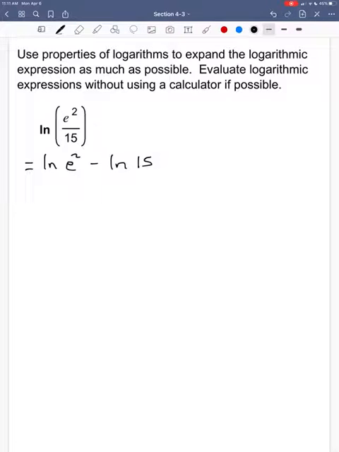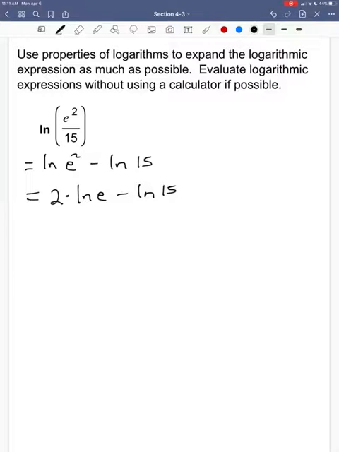In this case now, when I look at the first expression here, natural log of e squared, that's the natural log of something to a power. And we have another property of logarithms that says the log of something to a power, I can bring that power down in front of the logarithm and multiply. So that's going to be 2 times the natural log of e minus the natural log of 15.